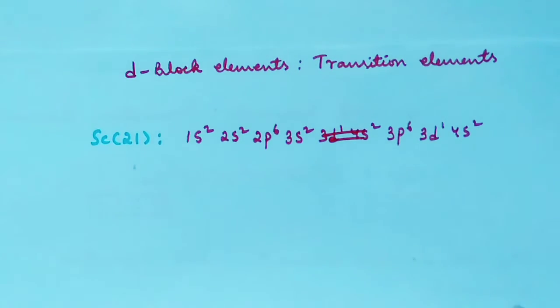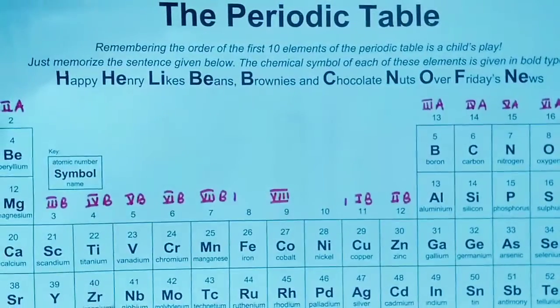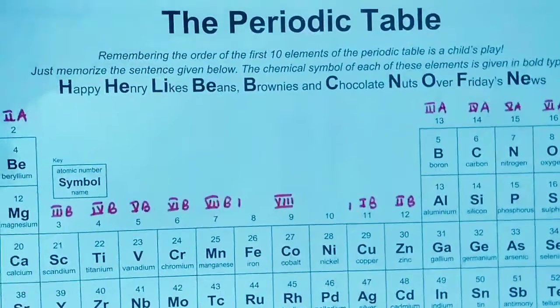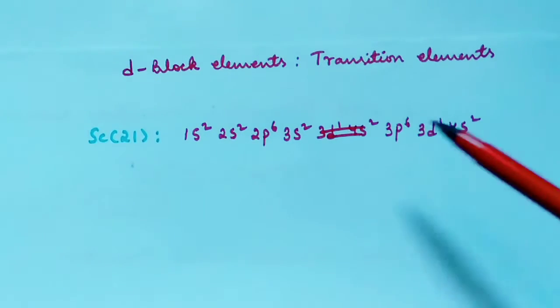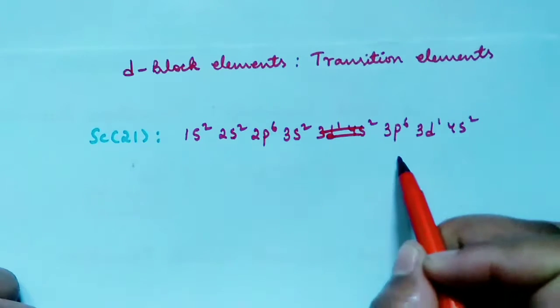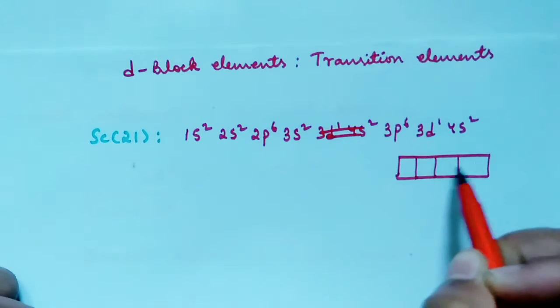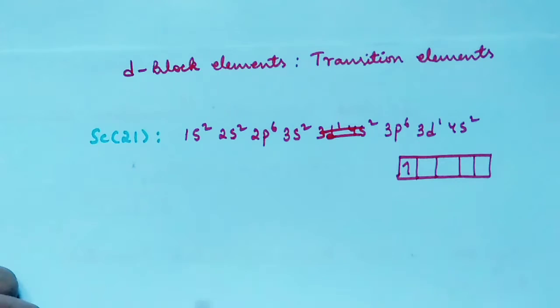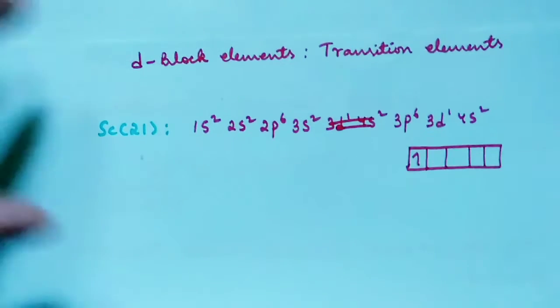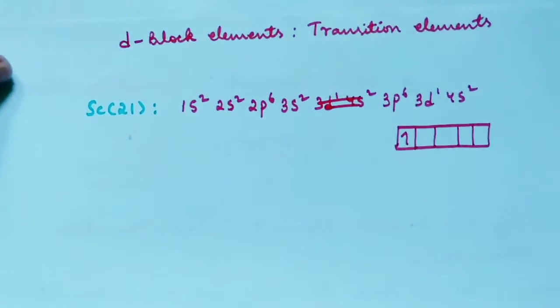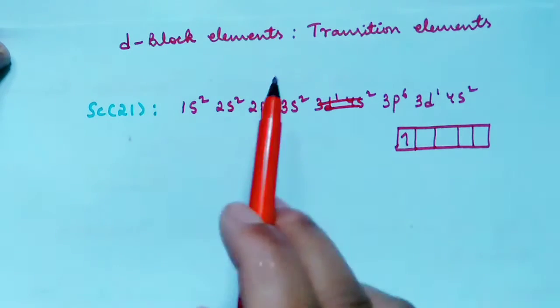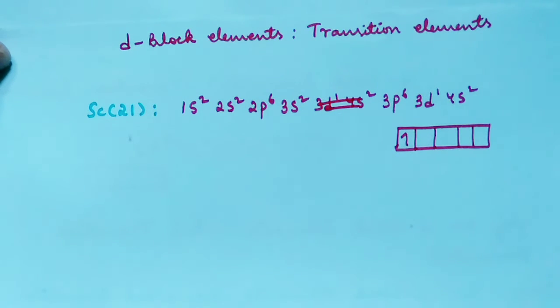You can also try for the other elements, for titanium, vanadium, chromium, and so on. So here we see that the last electron enters into the d orbital. Okay, that's why it is a d block element. So now we will come to why d block elements are known as transition elements.